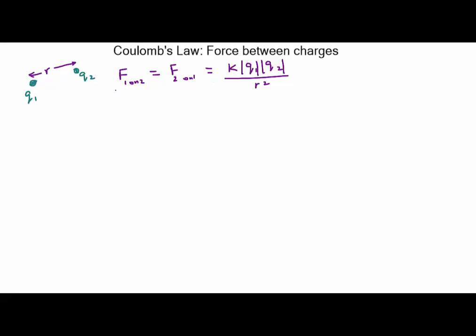First, it's telling us that the force of 1 on 2 equals the force of 2 on 1 in magnitude. In fact, these are Newton's third law pair of forces, so they will always be equal in magnitude and opposite in direction. Now that might be counterintuitive. So if you have a 1 Coulomb charge over here and a 10 Coulomb charge over here, you might expect the 10 Coulomb charge to have a larger force on the 1 Coulomb charge than the 1 Coulomb charge's force on the 10 Coulomb charge. But that's not the case.